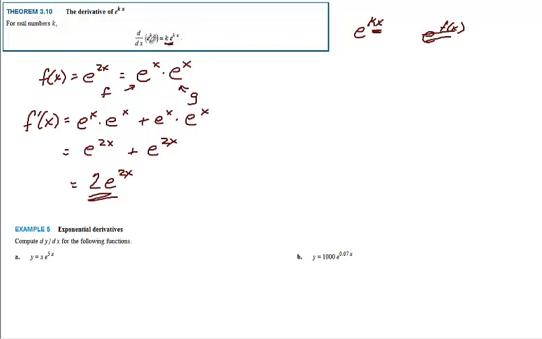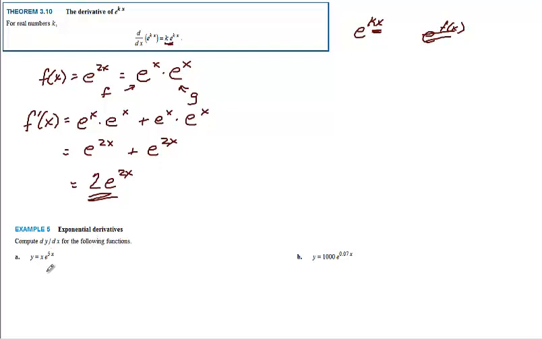Notice that for e to the 2x, the derivative would be 2e to the 2x. Same thing if I were to extend this to e to the 3x, I would have three things multiplied together, so I'd have to use the product rule 3 different times, and I would still get the same answer.